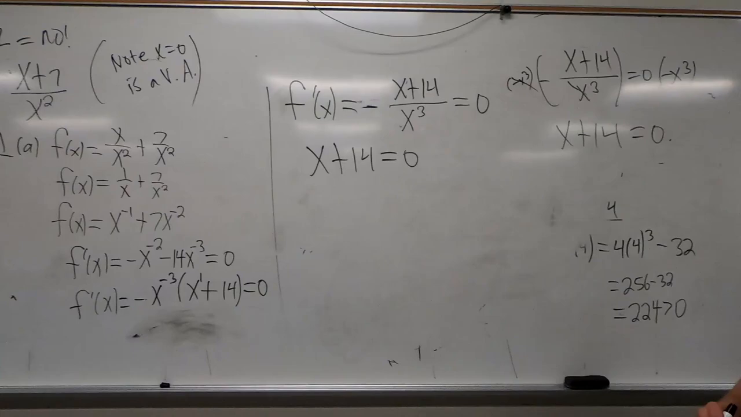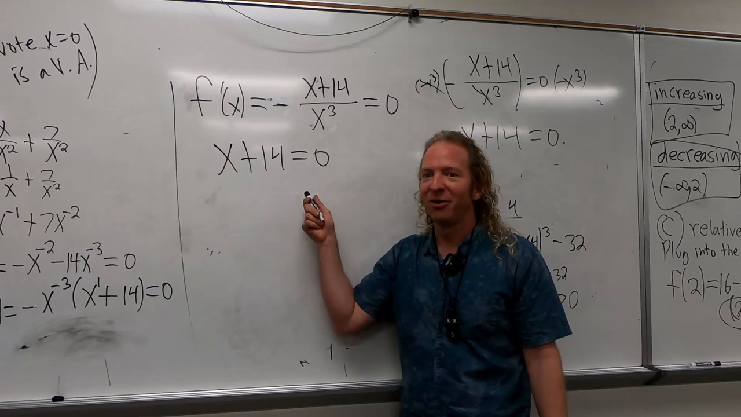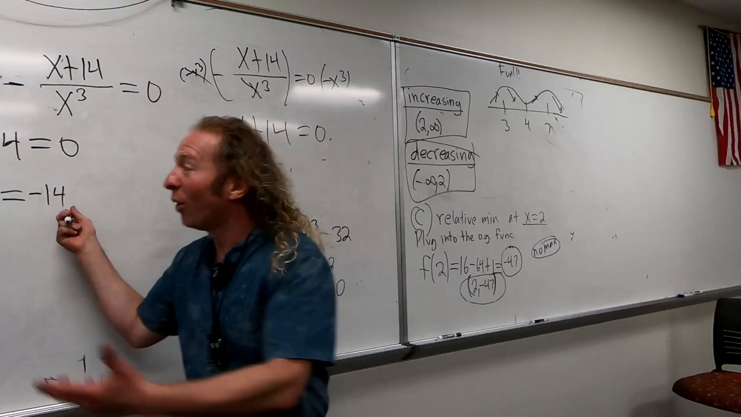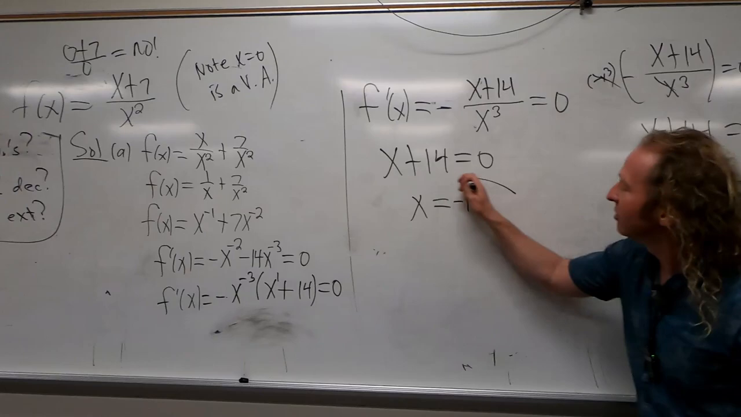We have to solve this equation now. So you get x equals negative 14. Finally. So what is this? What do we find? The critical number, very good. So this is the critical number, it's our CN, and you can plug it back in and there's no issues. Good stuff. I like this.